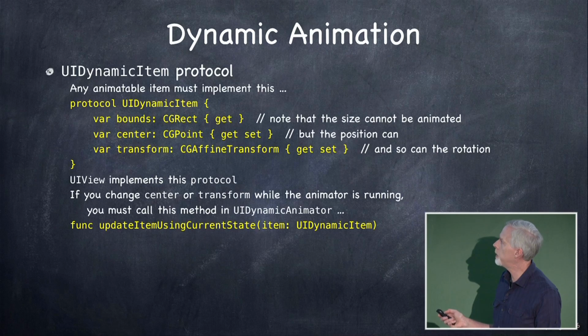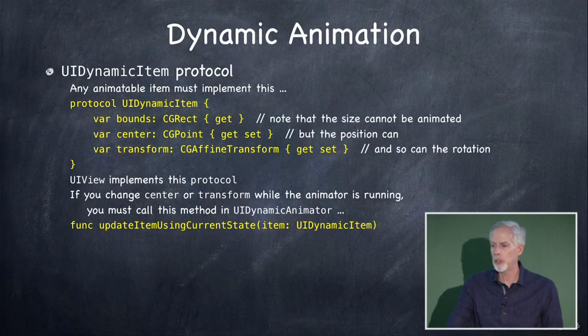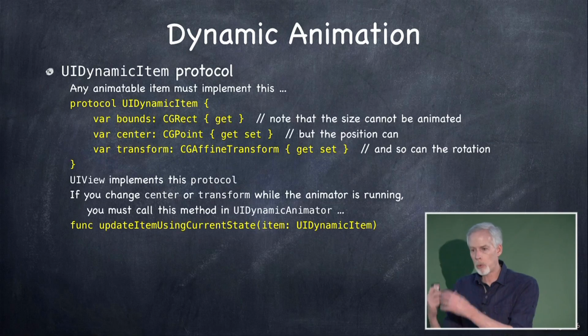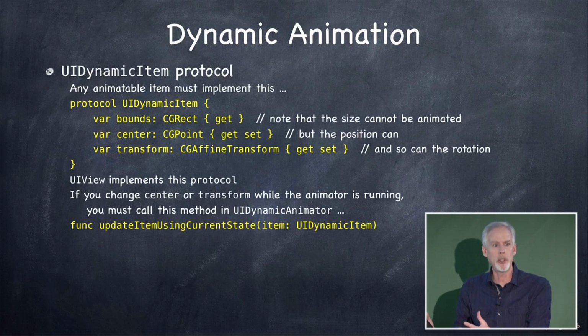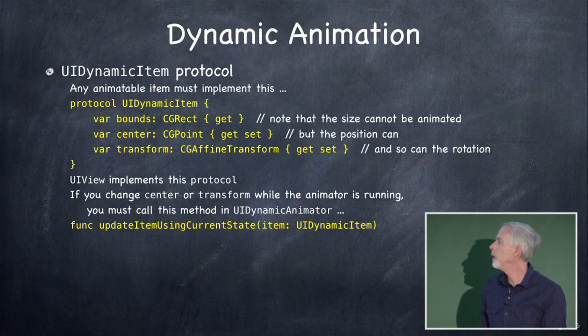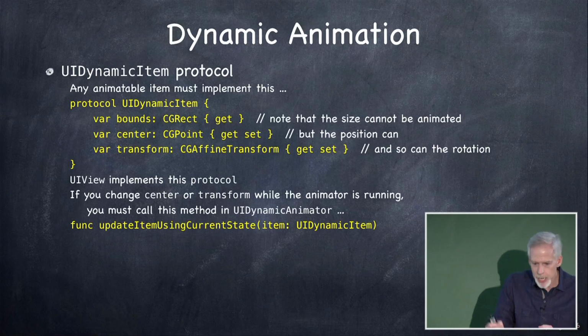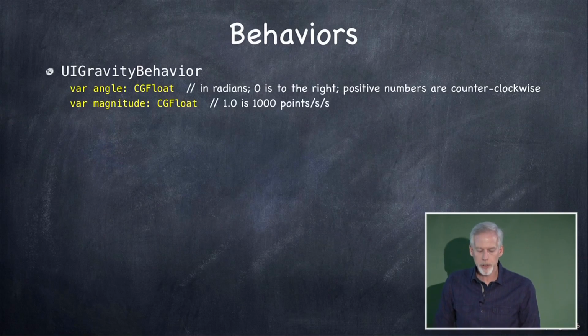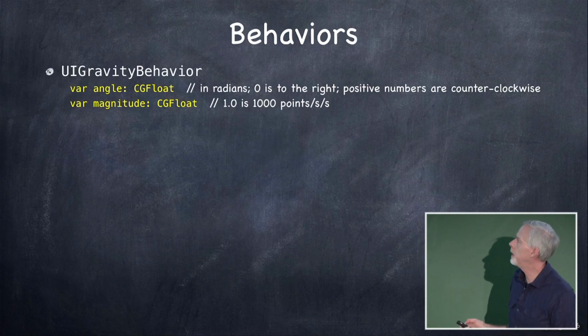This would be a UI view, right? Because UI view implements this protocol. And then it will pick up whatever the current state is. So if you move the view to a certain spot, the animator would move the item to the spot in its world and then keep applying all the behaviors to it. Okay? But if you don't do this, you're going to be fighting the animator. Okay? So don't fight the animator. Work with the animator. Okay, so let's talk about some of these behaviors in detail here.